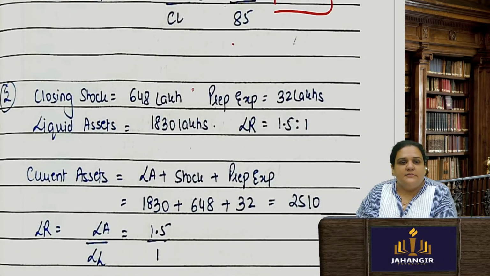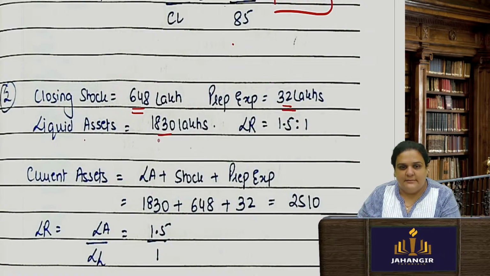Okay, now given is current closing stock they have given me. They have given me prepaid expense and they have given me liquid assets. And they have given me the liquid ratio. This is all given. I need to find working capital. For working capital, I'll need current assets and current liabilities.